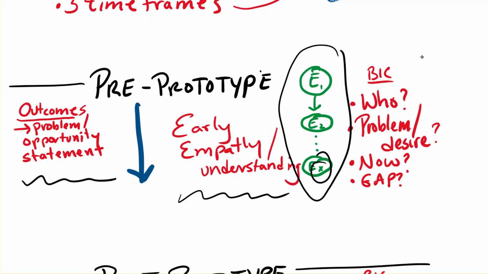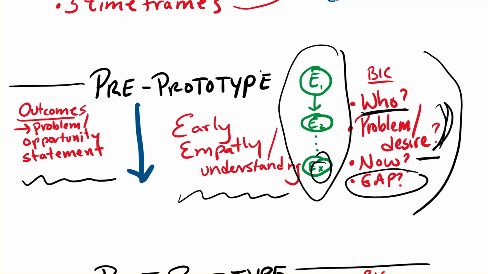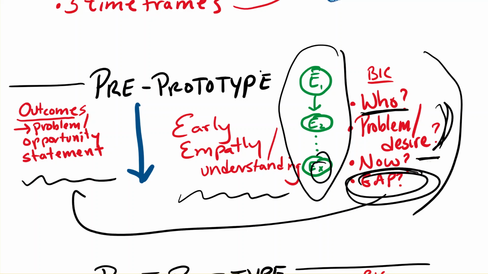And this lines right up with the BIC. Who are we talking about? What sort of customers are we talking about? What problem or desire do they have? And how are they trying to solve it now? And what's the gap? And the gap is critical because that's the thing that ultimately leads you to be able to talk about the outcome that you want for the pre-prototype piece.